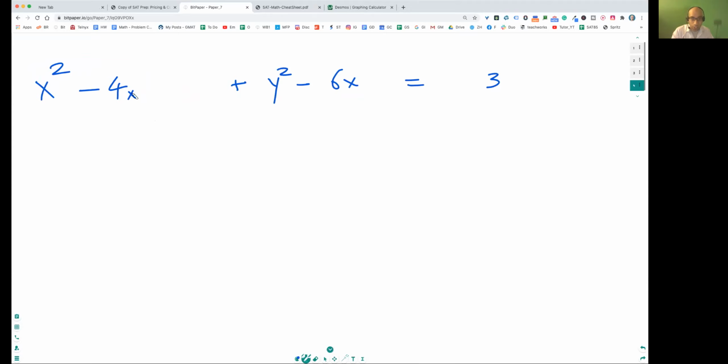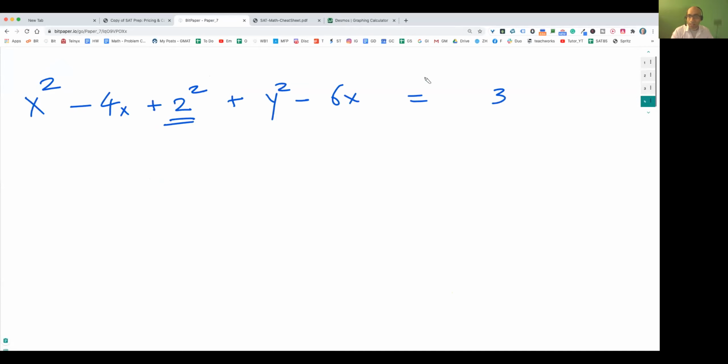Now, what you need to do is you've got this x variable, right? You take the number in front of the x, and you divide it by 2. So 4 divided by 2, what do you get? 2, right? You take half of 4, that's 2. And then you simply add 2 squared. What this does is it makes it a full square. And because you added this over here, you're going to add the 2 squared over here as well. Don't forget adding this 2 squared over here.